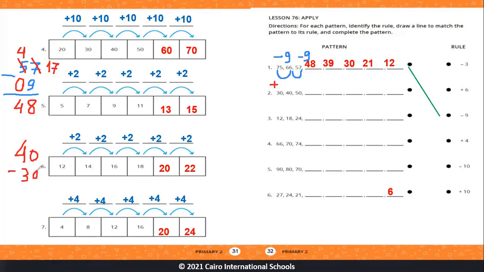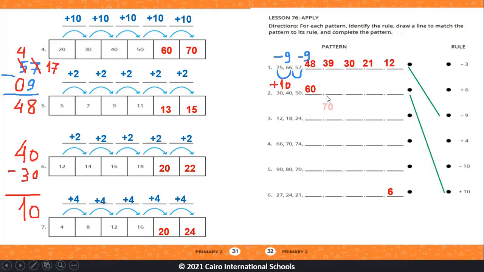0 minus 0 equals 0, and 4 minus 3 equals 1. So each time we are adding 10. Why adding? Because the pattern is increasing. So 30 plus 10 equals 40. 40 plus 10 equals 50. 50 plus 10 equals 60. The pattern rule is plus 10.